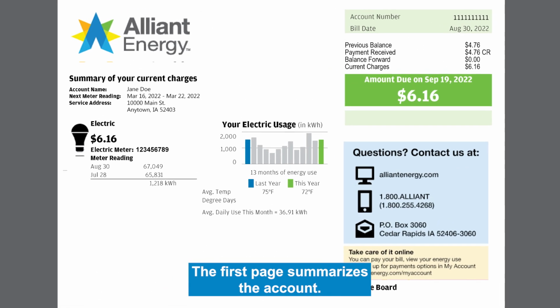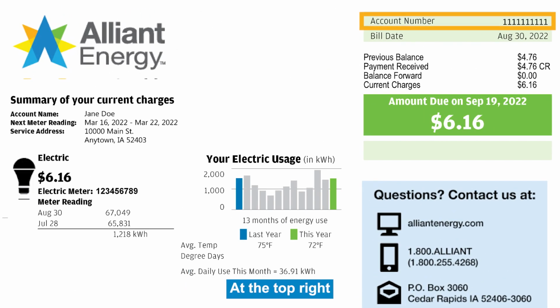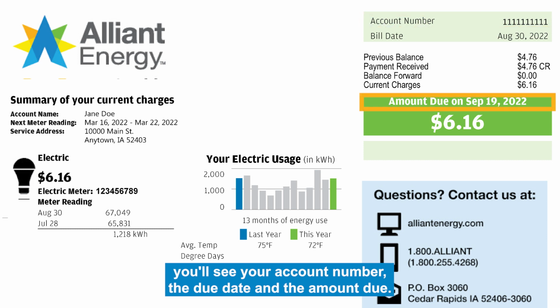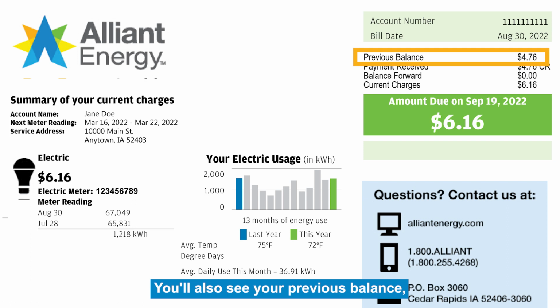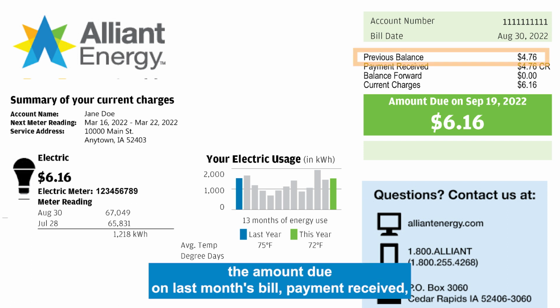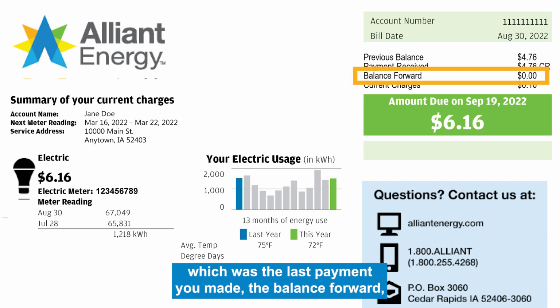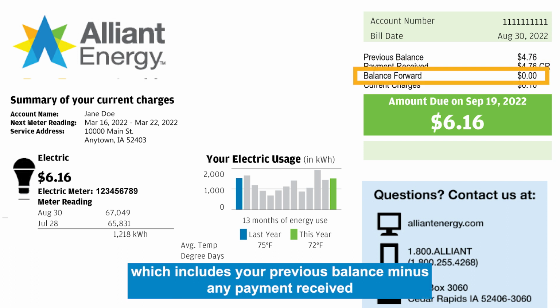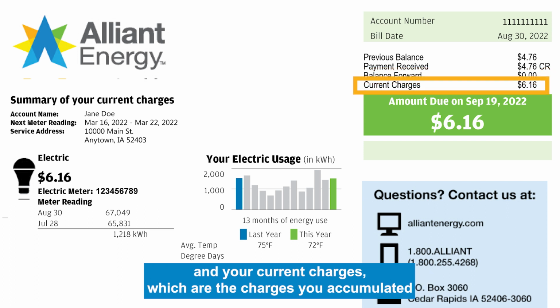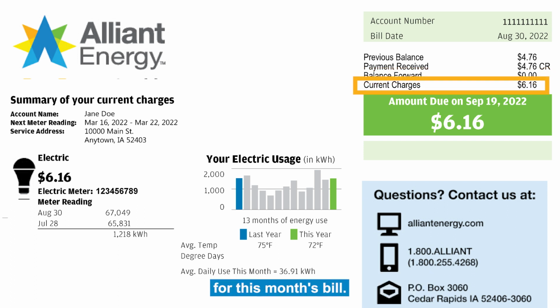The first page summarizes the account. At the top right, you'll see your account number, the due date, and the amount due. You'll also see your previous balance, the amount due on last month's bill, payment received, which was the last payment you made, the balance forward, which includes your previous balance minus any payment received, and your current charges, which are the charges you accumulated for this month's bill.